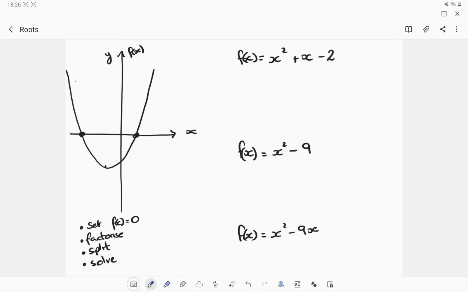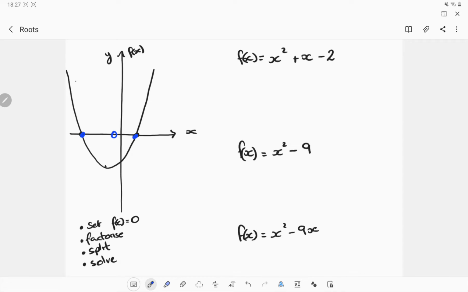This video is an introduction on how to find the first of our 5 characteristics, the roots of your parabola, given a quadratic expression. First of all, what are our roots? Remember, your roots are the places where you cross the x-axis. And there's something very special about the x-axis. It occurs when y is equal to 0. Anything on that x-axis, y equals 0.